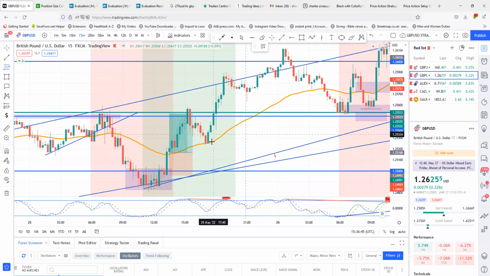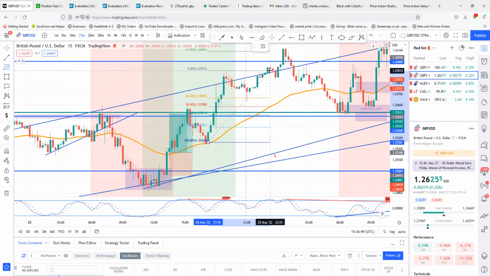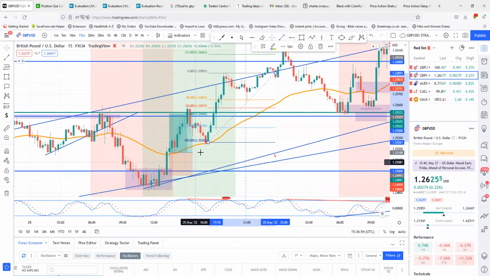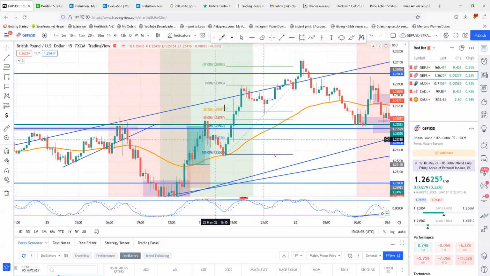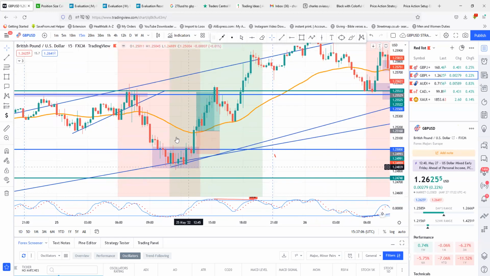Let me show you something here. This is a massive pull to the upside. It's an impulse trade, right? Okay, let me not use that one. Let me use this one. Hold on. This is what I was going to use.